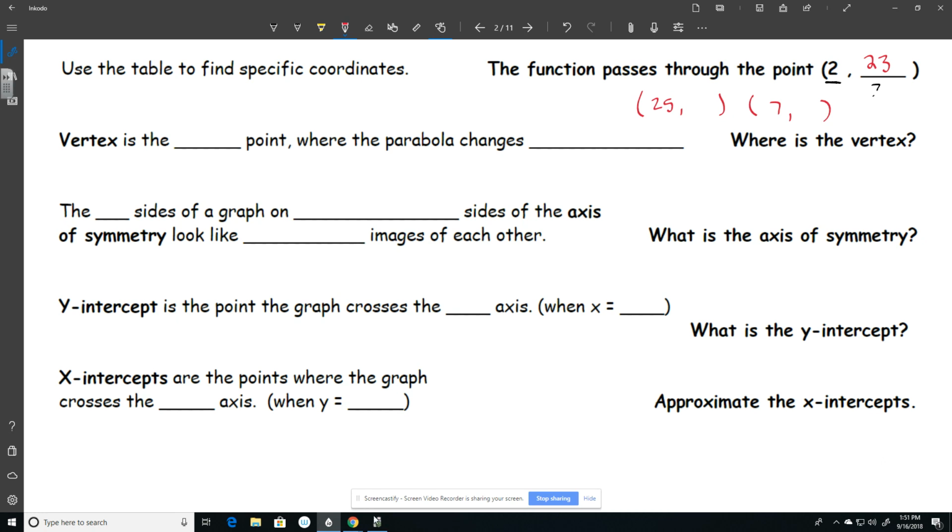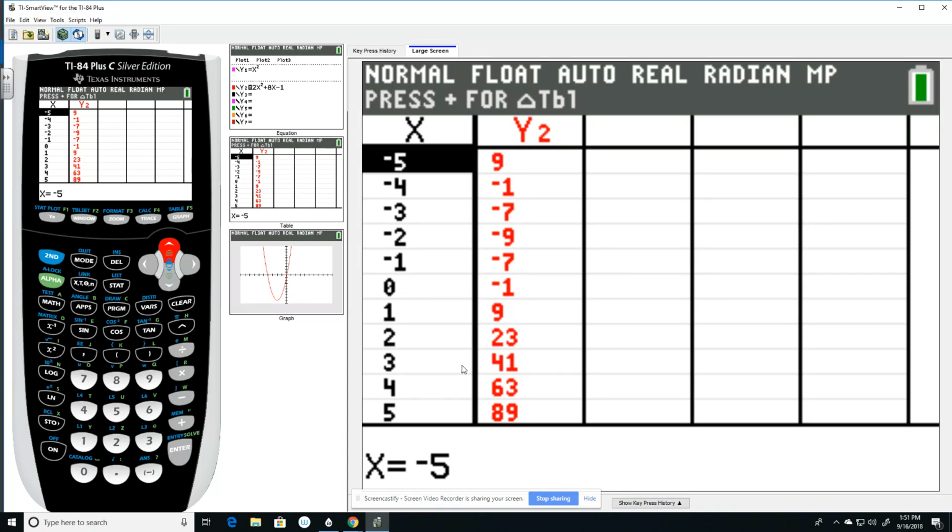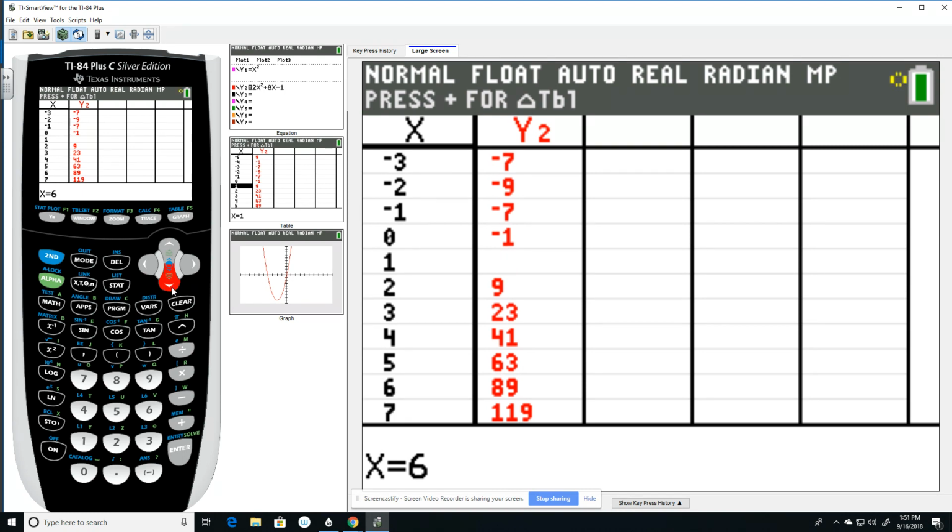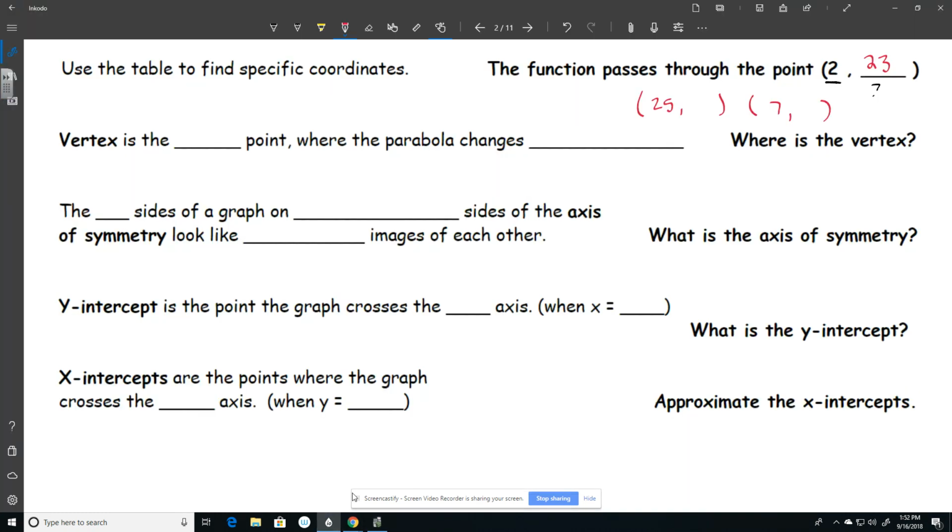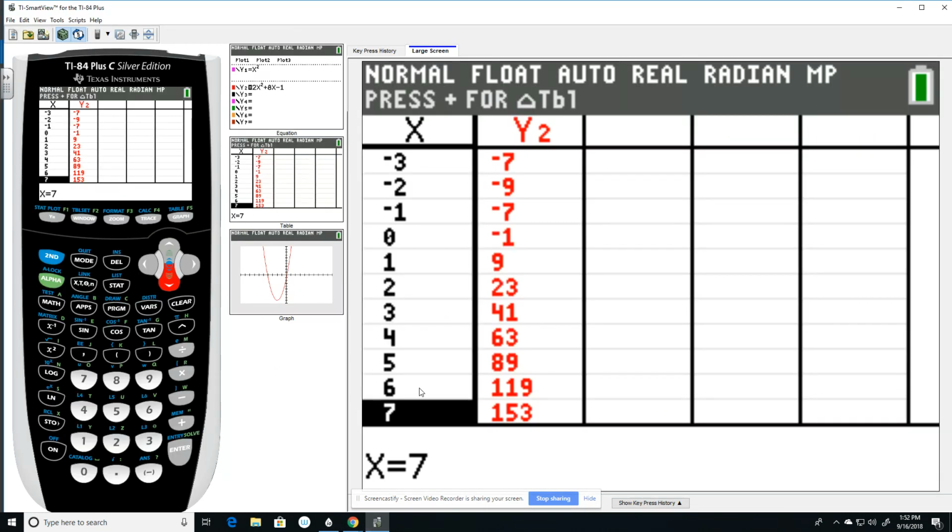What do I get? And I just go to the table and I scroll down until I find the number I'm looking for. I can scroll down. There's 5, 6, 7. So when x is equal to 7, y equals 153. So this is going to be 153. When x equals 25, I have a feeling my number is going to be pretty big.